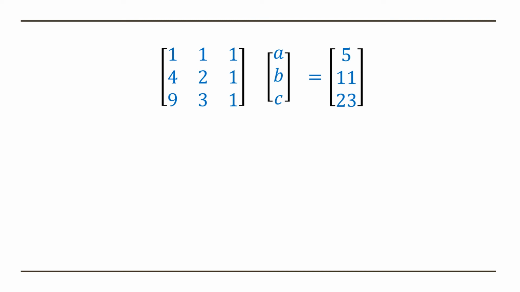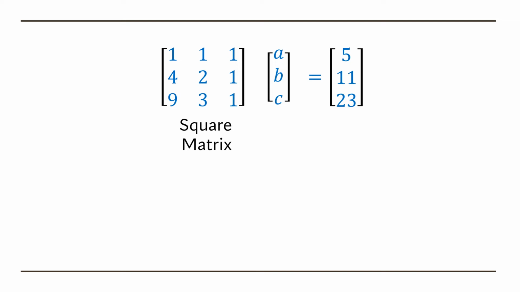Okay, first off, let's just give some names to all of this. The box that has 1, 1, 1, 4, 2, 1, and 9, 3, 1 in it is given a particular name. It's called a matrix, and notice that it has 3 rows, and if you look at it vertically, it also has 3 columns. So this is a 3 by 3 matrix. And when a matrix has the same number of rows as it does columns, we call that a square matrix.